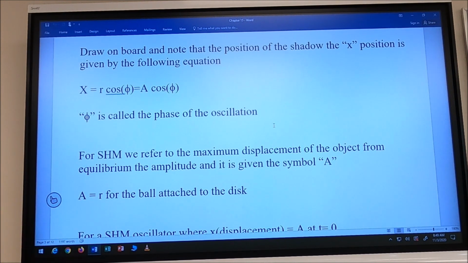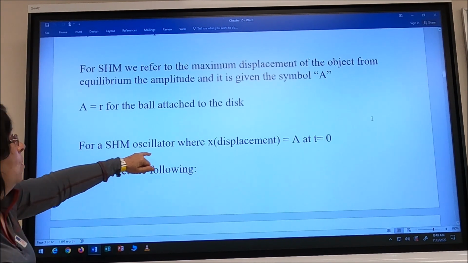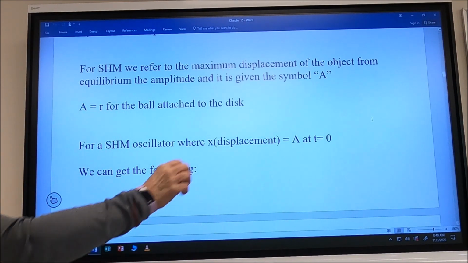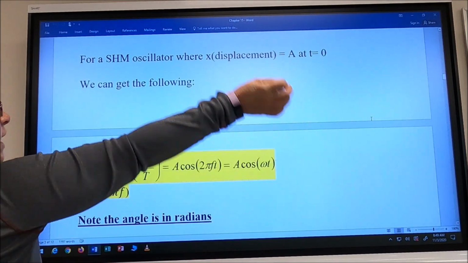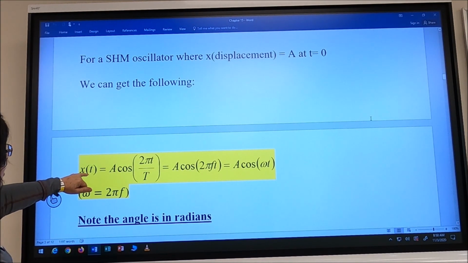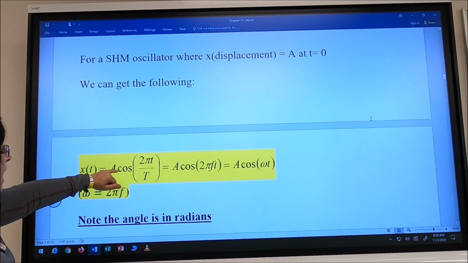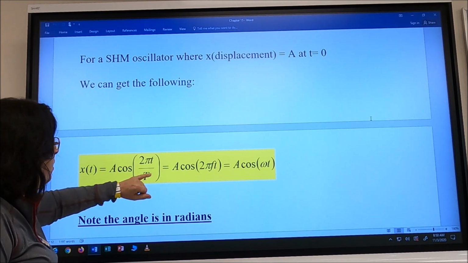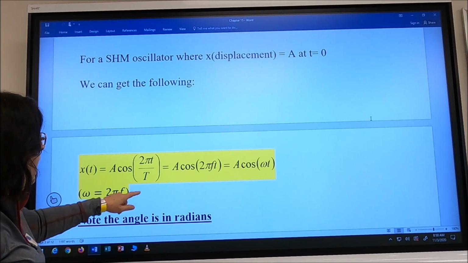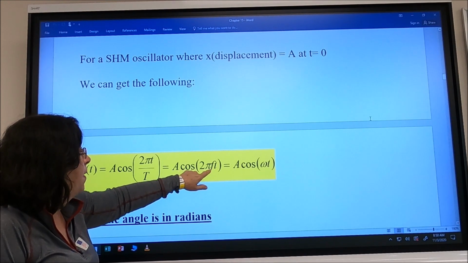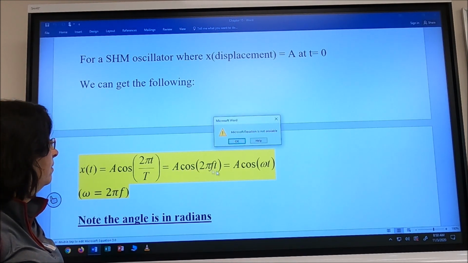So for a simple harmonic oscillator, okay, where x the displacement equals A at time t equals 0, so we're starting at the furthest point over here as it's going around, we can say that x as a function of time is equal to A cosine 2 pi t over the period. And it's most often written as x equals A cosine 2 pi f times t.